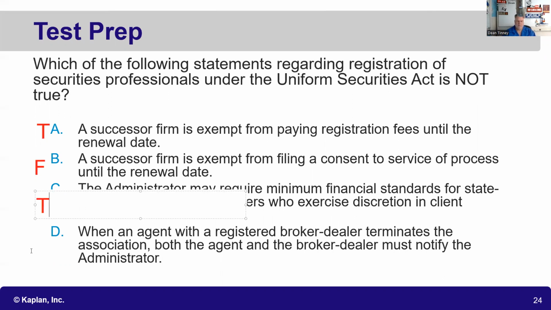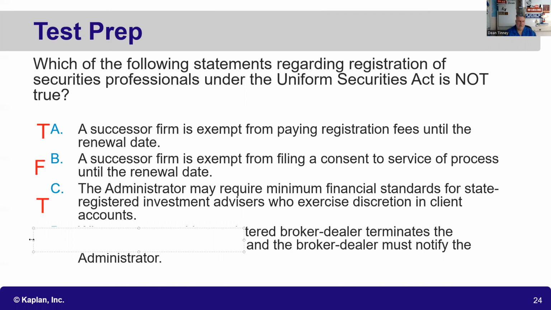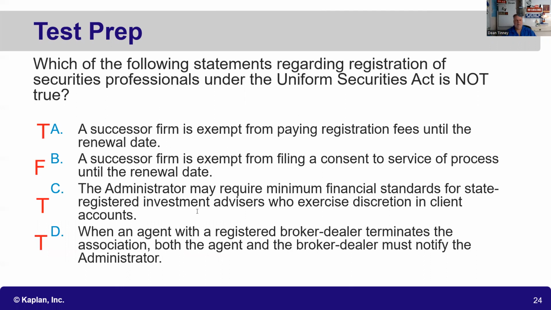Now the neat thing about that is that I now know, as a test taker, that these next things are true. I may or may not have known that before, but now I do, and that's free information I can use later. The administrator may require minimum financial standards for state registered investment advisors who exercise discretion in client accounts. Indeed, that's either going to be 10,000 or 35,000 based on the Uniform Securities Act template.